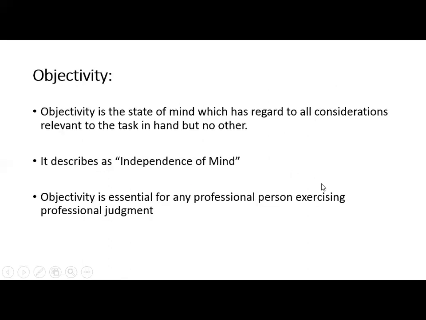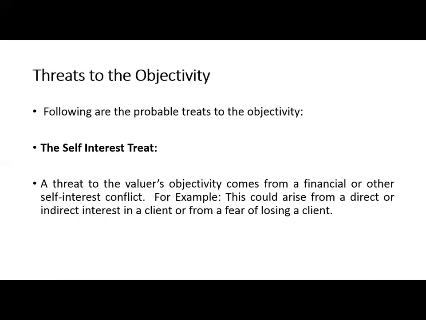So what is objectivity? Objectivity is the state of mind which has regard to all considerations relevant to the task in hand, but no other. He should focus on the work which is in hand, and he should not focus on the other works. It is described as independence of mind. He should be independent. Objectivity is essential for any professional person exercising professional judgment. So when you are unbiased, when you are free, your professional judgment will be better and will bring repute to the profession. So what are the threats to the objectivity?